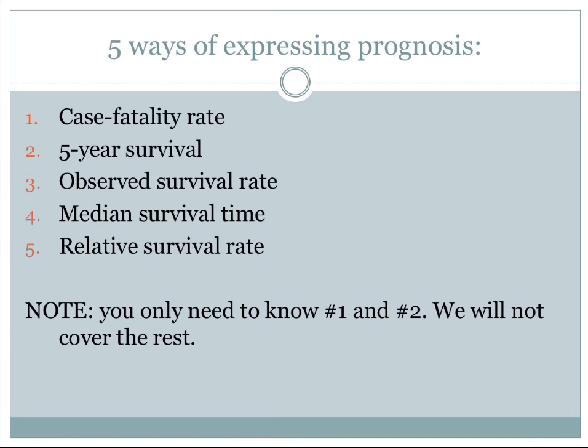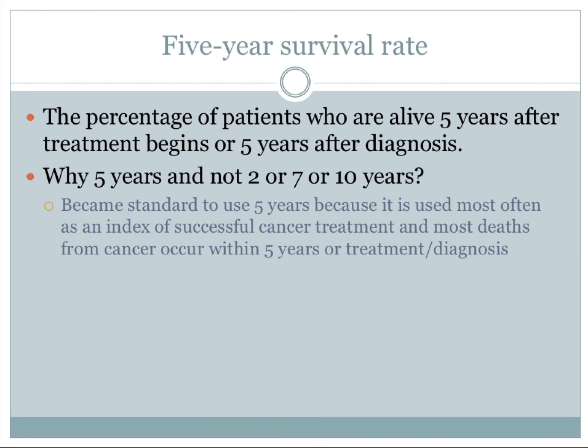Another approach is to use the actual observed survival over time, the median survival time, or the relative survival rate. Those three involve calculations that we will not cover in the introductory epidemiology. Going back to the 5-year survival rate, you may wonder, why use 5 years and not 2 or 7? How did we come up with that number? Well, the majority of deaths from cancer will occur in the first 5 years after diagnosis, so it is an index of success, if you may.